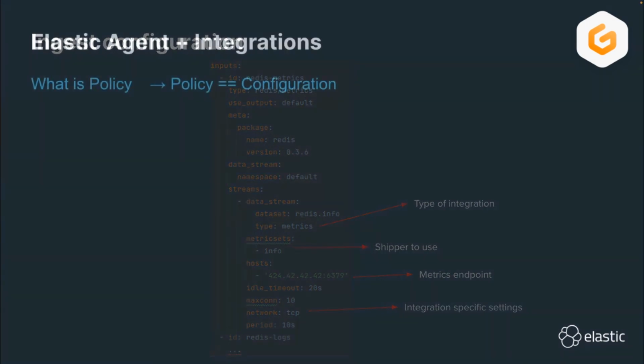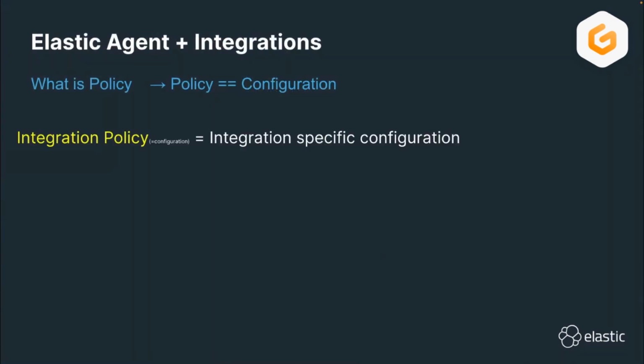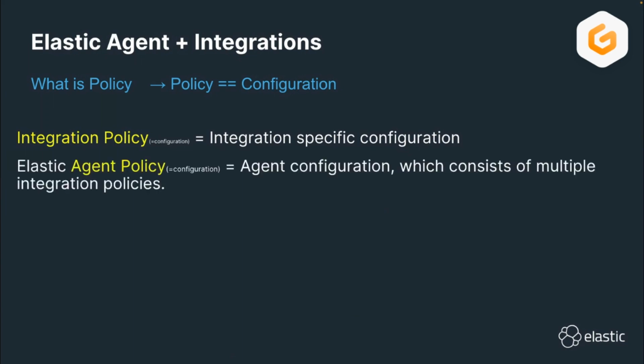And a bit of terminology, because it will be useful later for the demo. The integration policy is just this, the integration-specific configuration. If we have multiple integrations installed, we will have multiple configuration blocks, one for each integration. And then multiple integration policies will create the final agent configuration, which is the agent policy that I mentioned before inside the Fleet UI. So an agent will be related to an agent policy, and it will be getting all the information about the settings from this policy.